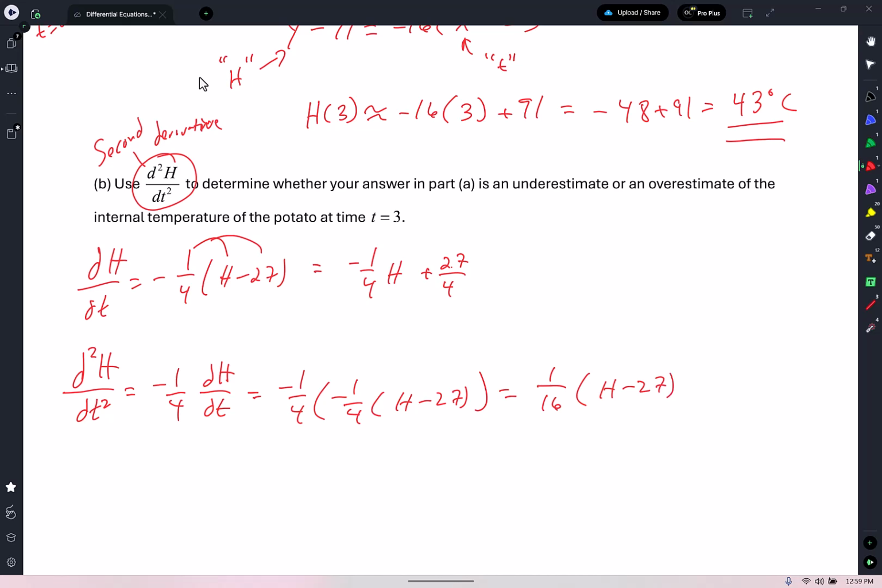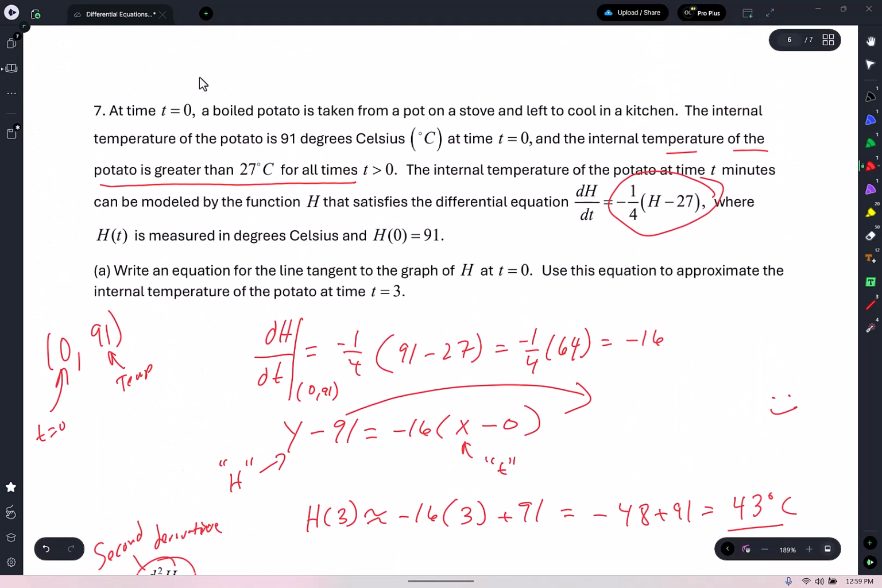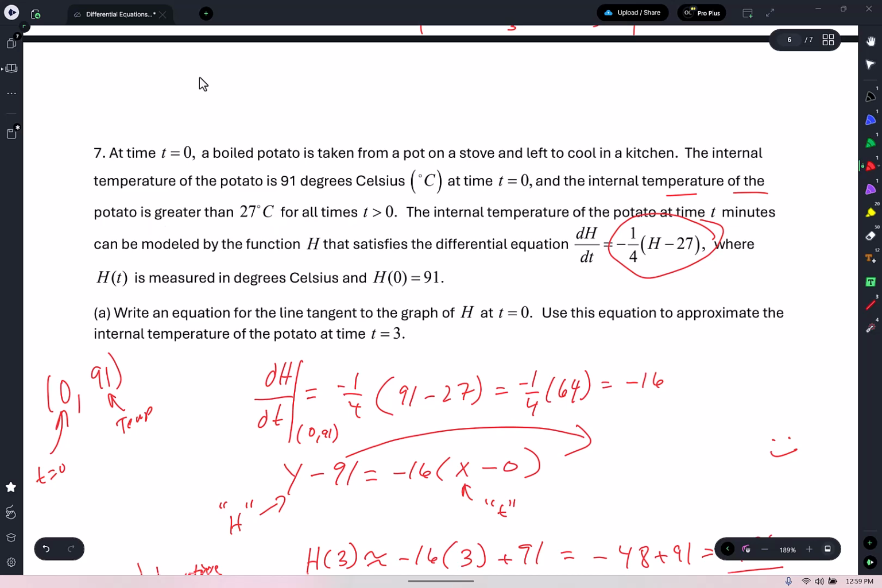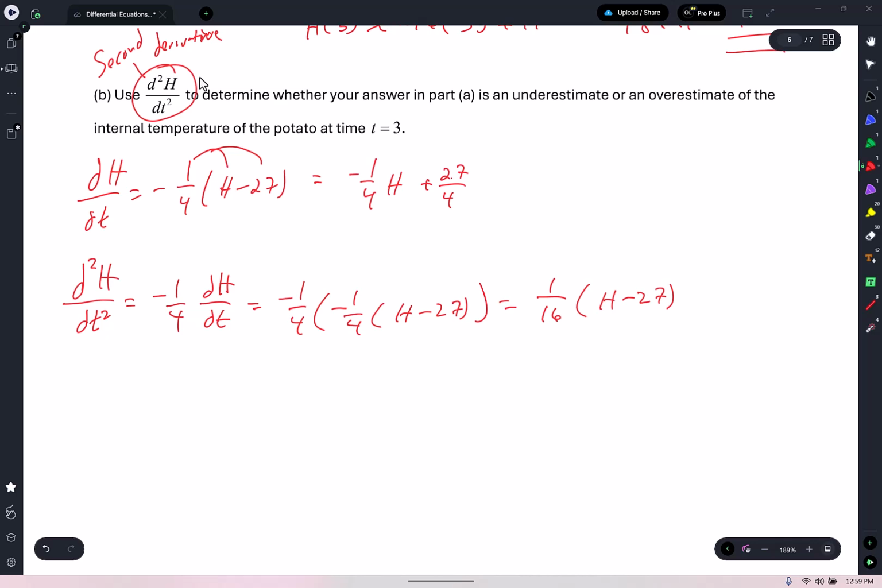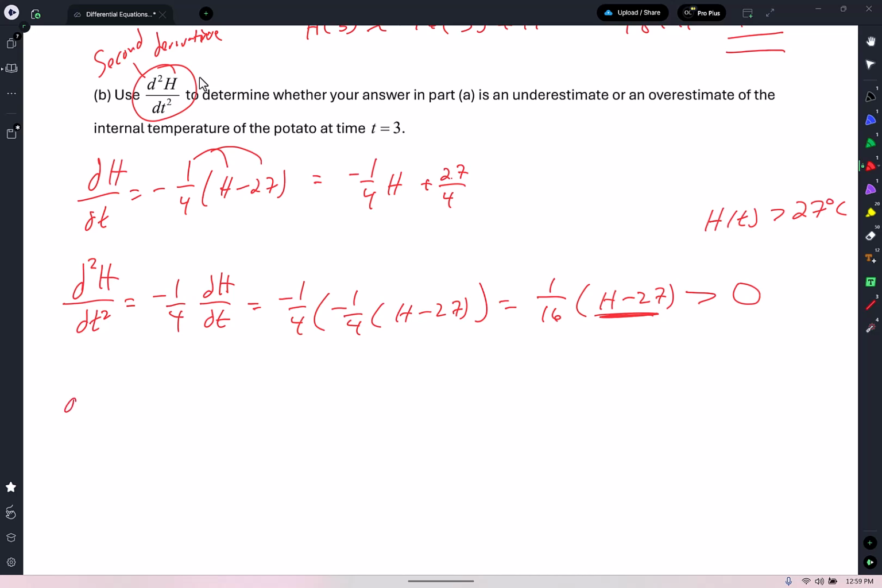So there it is. I know because the internal temperature is always greater than 27 degrees, as it says right here, h of t is always greater than 27. So I know that this expression, h minus 27, will always be positive, and that times a positive 1/16, so this expression will always be a positive number. Now think about what that means, guys. The second derivative is positive. That means that h of t is concave up.